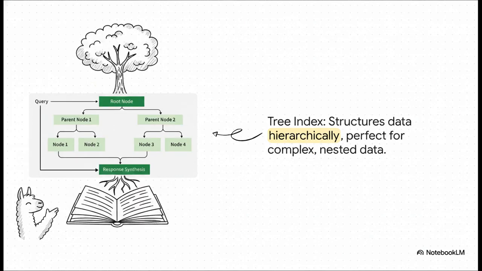Next, there's the tree index. This is totally different. It structures your data like a big family tree or the table of contents in a book. This is what you'd use when you need to get a high-level summary from a huge, complicated document. The AI can start at the details, the leaves, and work its way up to the main ideas at the root to give you a comprehensive answer.